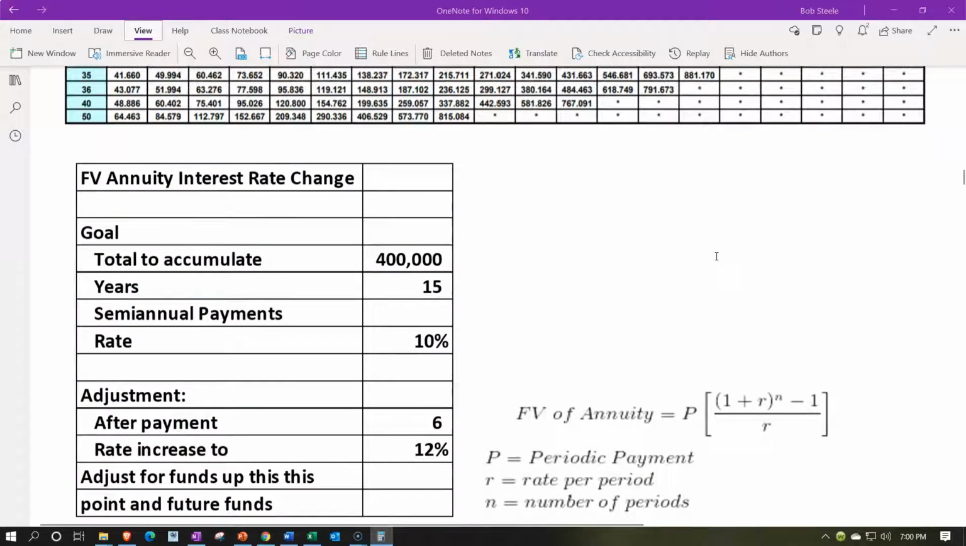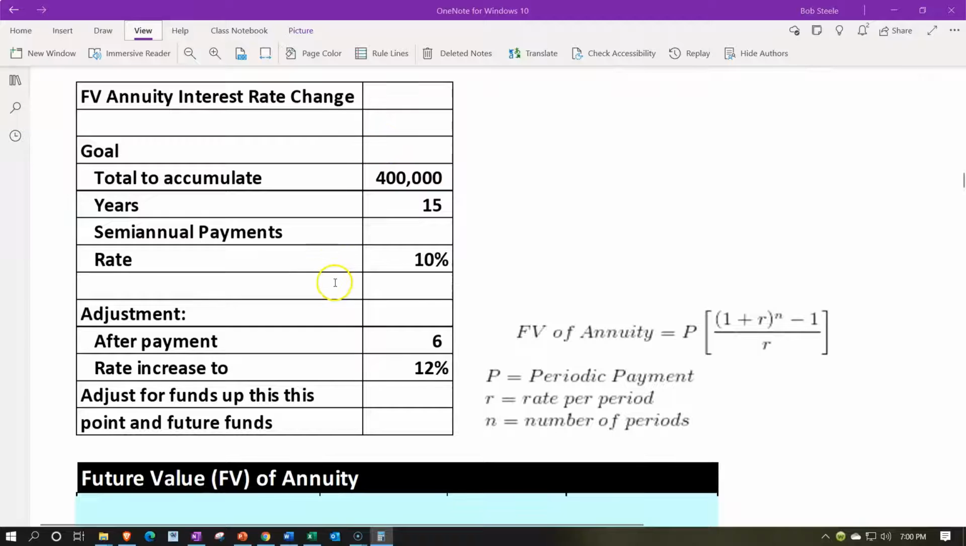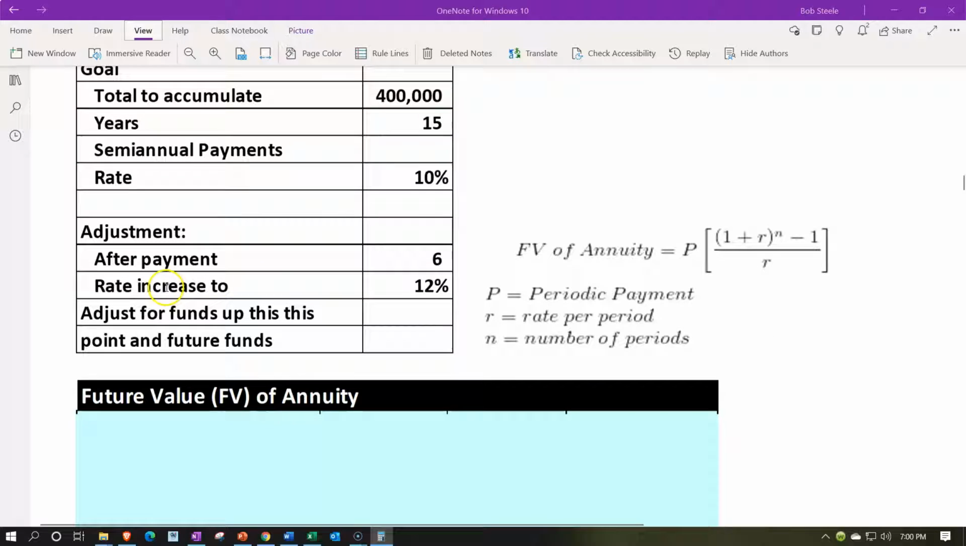Okay, so now the second component. We set up the annuity, but now we have this situation where after 6 payments, the interest rate changed. So now I've got to go, okay, now that messed up the whole thing. So now I've got to figure out where we stand after those 6 payments. How much money do we have at the 10%? Then that lump sum amount, we could still generate revenue on it till the end. How much revenue will be generated from that?